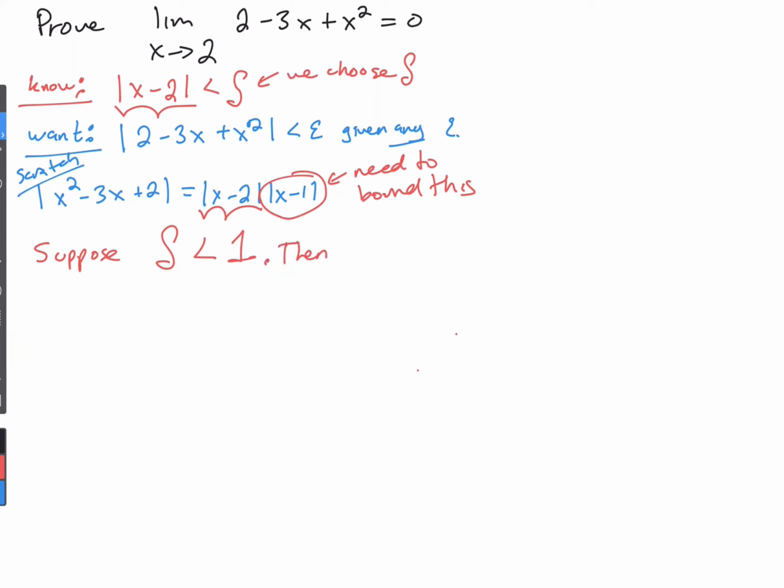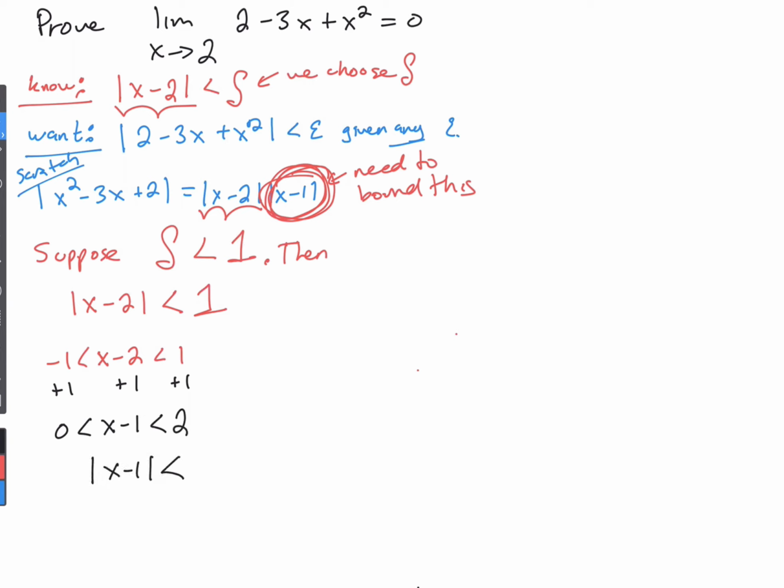Now, what follows from this? Since I know x minus two is less than delta, that means x minus two is less than one. Do you guys agree? Which means x minus 2 is between minus 1 and 1, right? Now I'm trying to bound x minus 1, so I add 1, to get x minus 1 in the middle. Then x minus 1 is between 0 and 2. So x minus 1 is less than what number in absolute value? Less than 2.